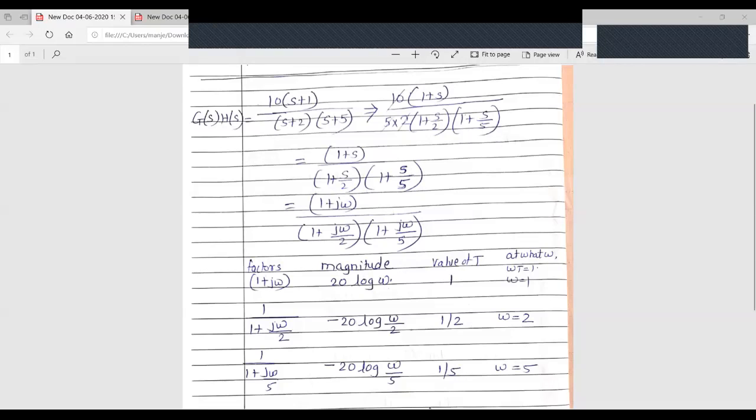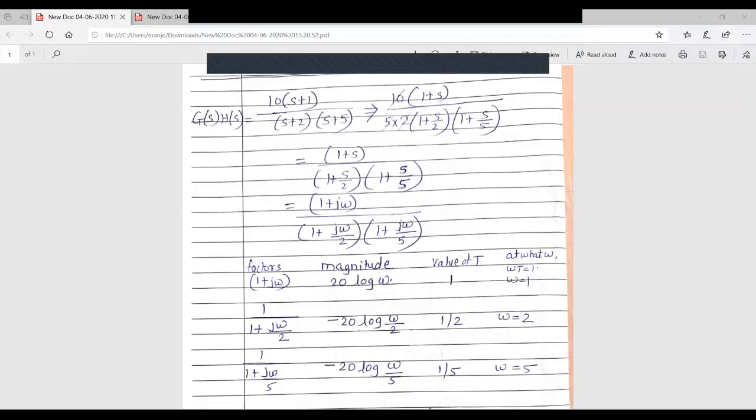Okay, so the corresponding magnitude is 20 log of omega for this particular factor. As the factor is in the numerator, the sign is positive. For these two factors, the sign is negative, and the formula is minus 20 log of omega t. In this case, omega t is nothing but omega by 2, and that is why we write minus 20 log of omega by 2 minus 20 log of omega by 5.